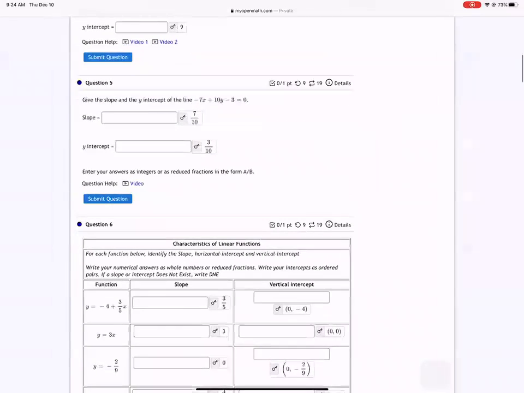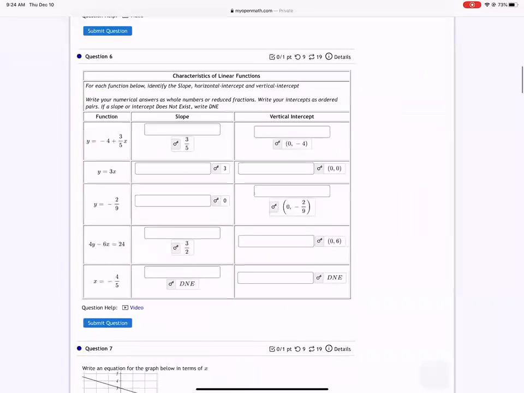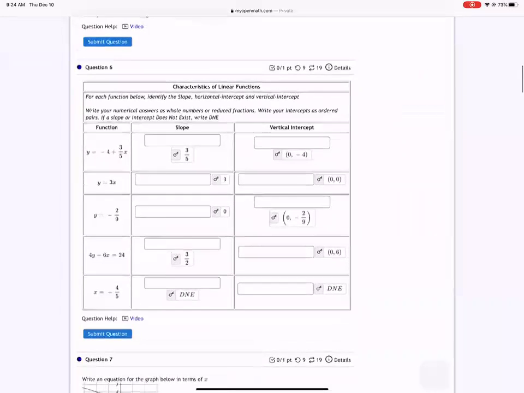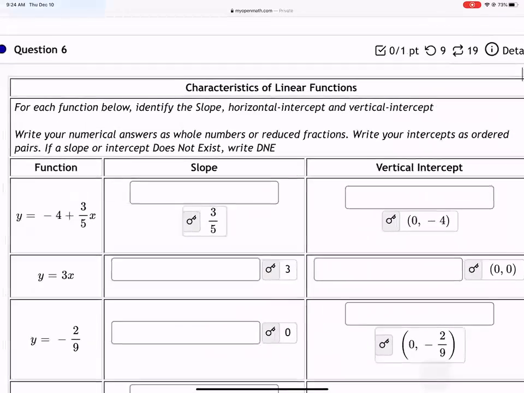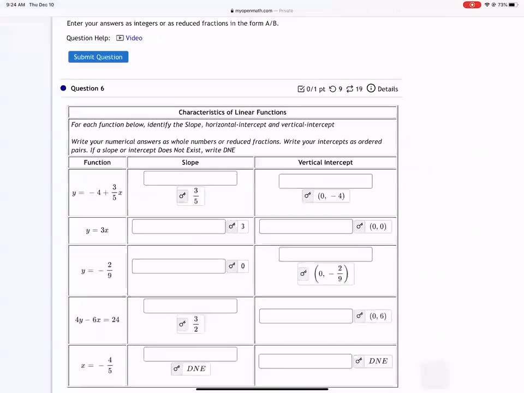Question number 6, the answer that they want is, oh, D and E. Sorry, write D and E, folks. I'm going to say D and E for does not exist. And they actually tell us right here in the setup for the problem. They say, if the slope or intercept does not exist, write D and E. I should have read that. So hopefully you catch that also.